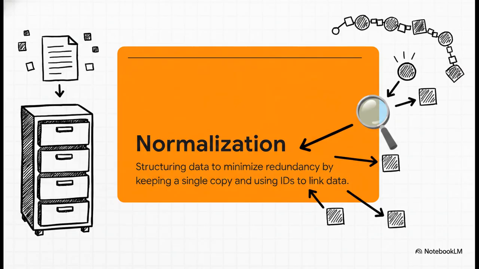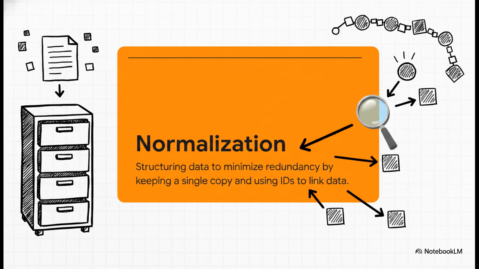And that brings us to our fundamental core concept, normalization. Normalization is the rigorous practice of structuring data to minimize redundancy. In a highly normalized database, you keep a single, pristine copy of each record, and you use unique IDs, specifically known as foreign keys, to link data together across different tables. Think of it like a meticulous single-copy filing cabinet. If an employee's job title changes or a supplier updates their corporate address, you update that information in exactly one place.